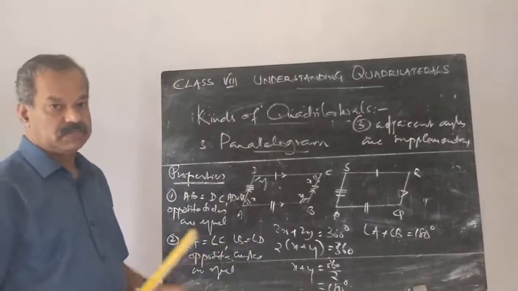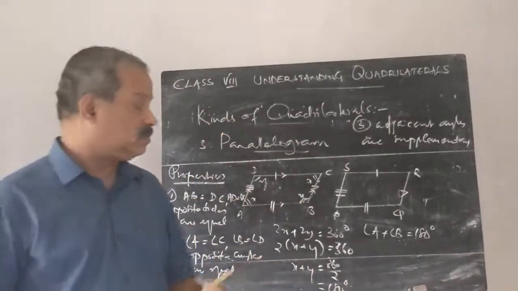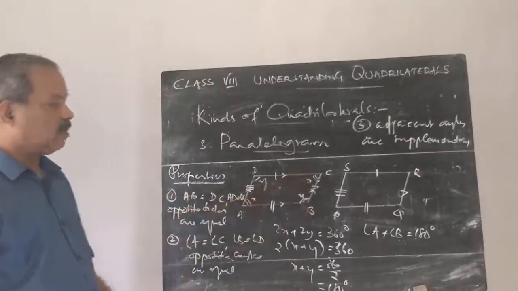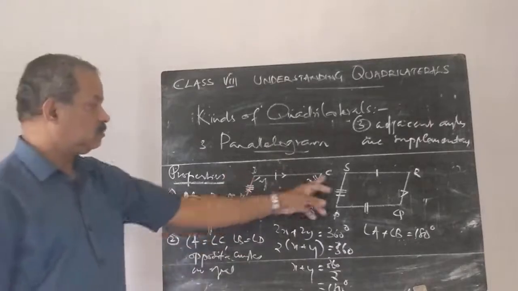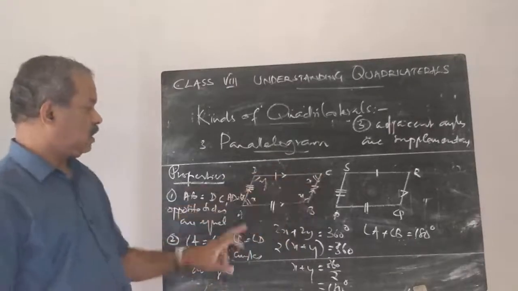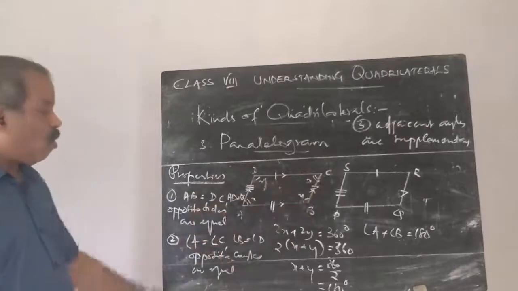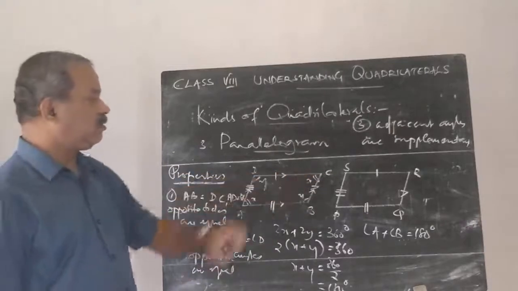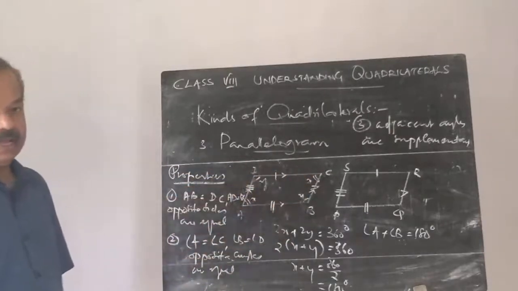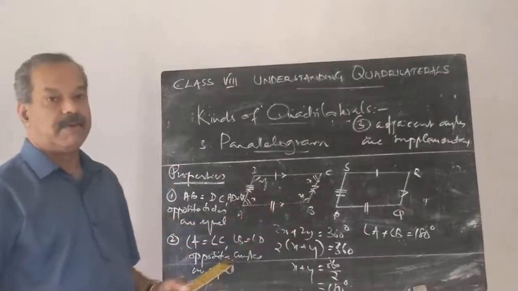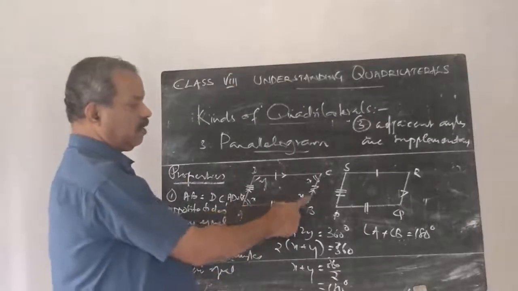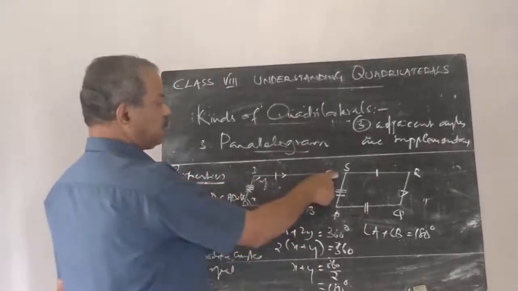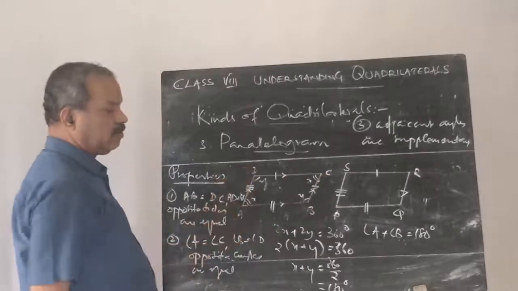So what are the three properties we have seen so far? First, opposite sides of a parallelogram are equal, both ways. That is, AB equals DC, AD equals BC. Second, opposite angles are equal: angle A equals angle C, angle B equals angle D. Third, adjacent angles are supplementary: angle A plus angle B equals 180, angle C plus angle D equals 180, angle B plus angle C equals 180, angle D plus angle A equals 180.